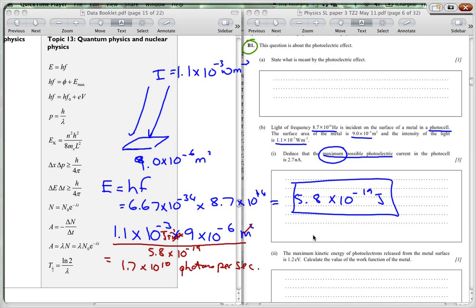Now each photon we are going to assume causes the ejection of an electron, so therefore we're going to have 1.7 times 10 to the 10 electrons per second. Each electron has a charge of 1.6 times 10 to the negative 19, so you're going to have a charge per second. Now remember that your current is equal to Q over T, the charge per time. When we do that, it works out to be about 2.7 nanoamps.